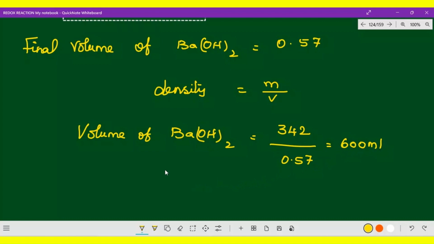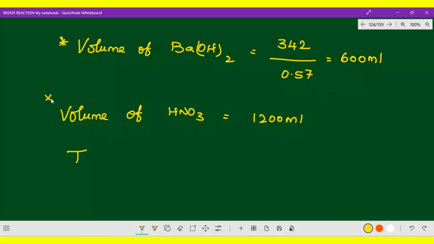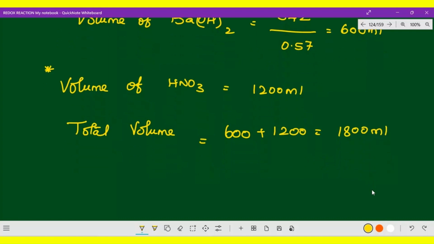Now this is the volume of Ba(OH)2 only. Now this is the volume of HNO3. How much is it? 1200 ml, they mentioned in the question. Now the total volume of both is 600 plus 1200, so both together are 1800 ml. We can convert it into liters: 1.8 liter.